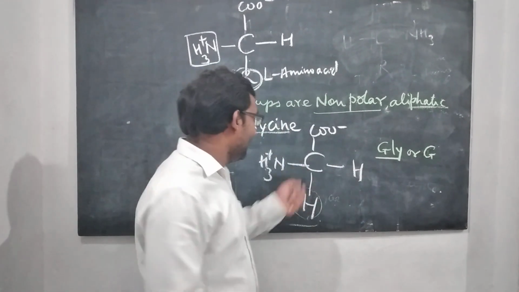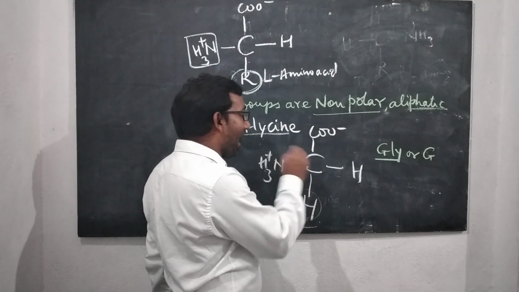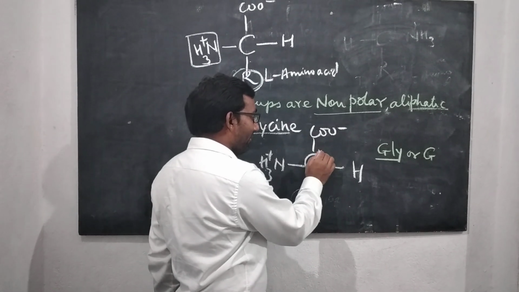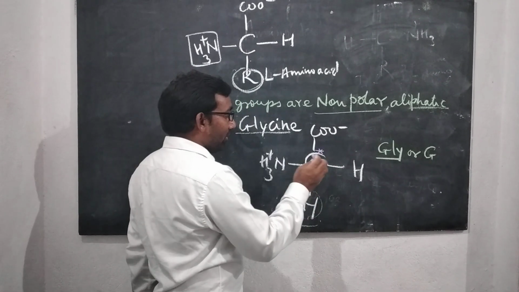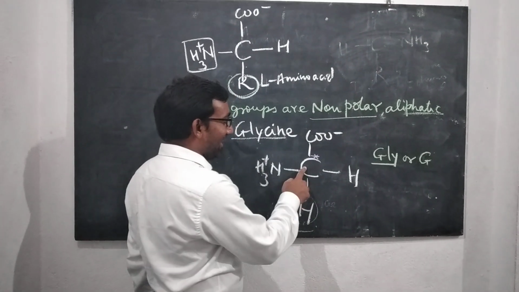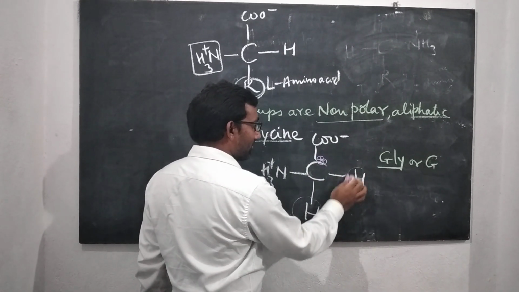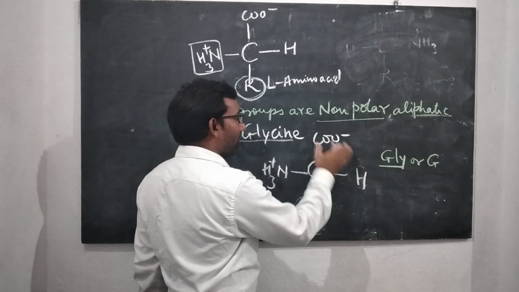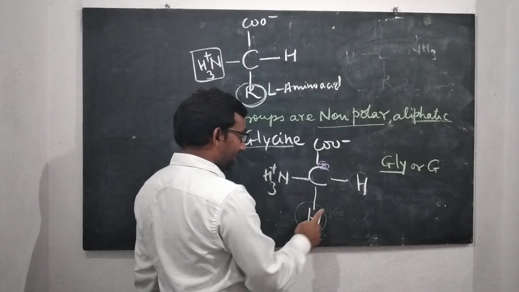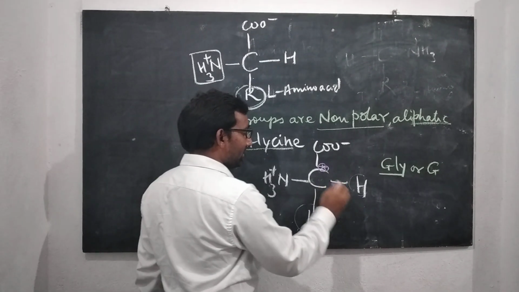Is this glycine optically active? That means, does it have a chiral center? No, because how do you define an optically active compound or a chiral center? A chiral center means the four atoms, or groups of atoms, attached to the carbon must be different. Here the same hydrogen is attached to the carbon. That's why this is not okay.